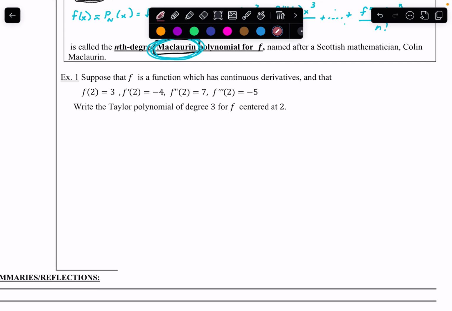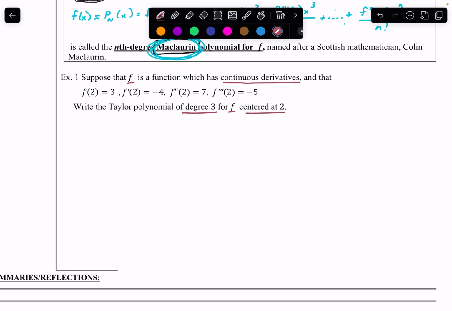This is not giving me the function sine of x. It's just giving me information about the derivatives of f. But it does say that f is a function with continuous derivatives. So that helps me a little bit to be able to develop this as a polynomial, right? So it says, write the Taylor polynomial of degree 3, and f is centered at 2.